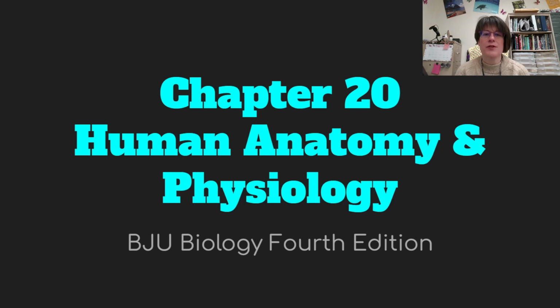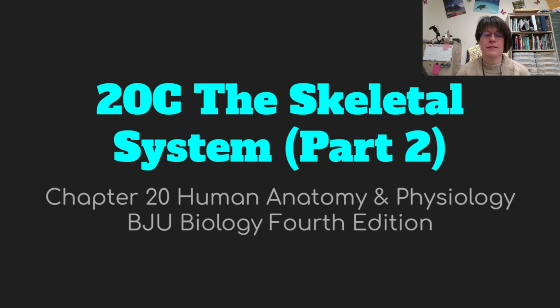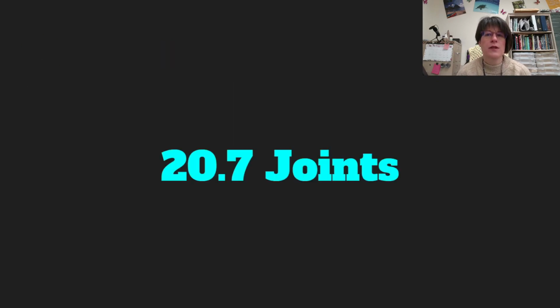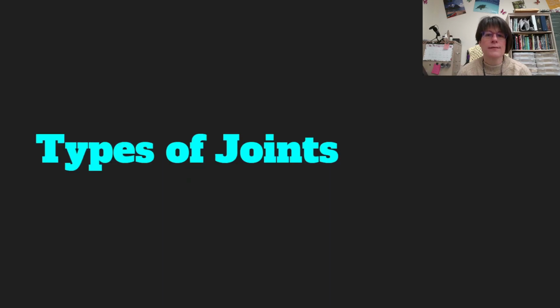We are studying Chapter 20 on Human Anatomy and Physiology. And today we're going to take another look at the skeletal system, but this is part 2. So in the last video, we learned about the different bones. And today our objectives will be to list the major types of joints in the human body, and describe the anatomy of a typical joint. So let's take a look at joints.